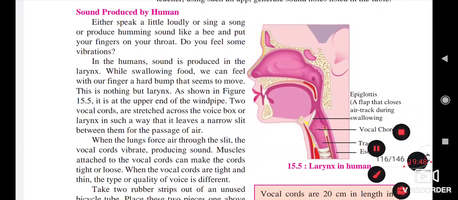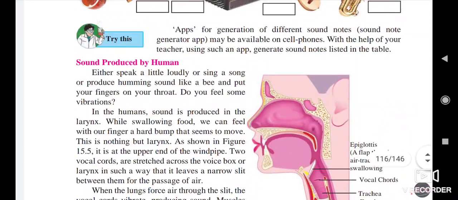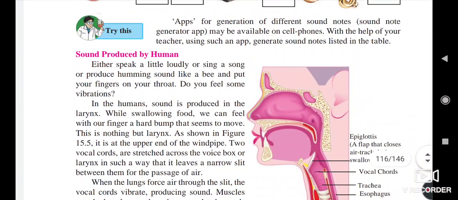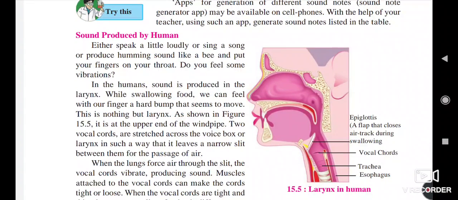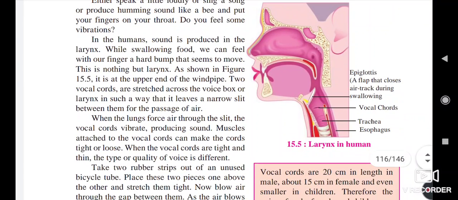So students, we will stop here, because the new point, the sound produced by humans, needs more experiments, and we must understand our vocal system at the throat more deeply. So we will stop here and we will see this point about the larynx in the next lecture. So thank you.